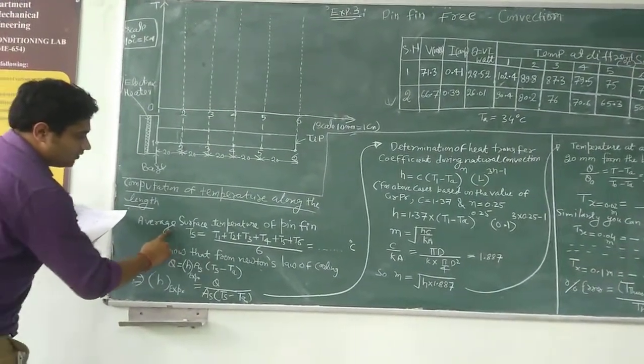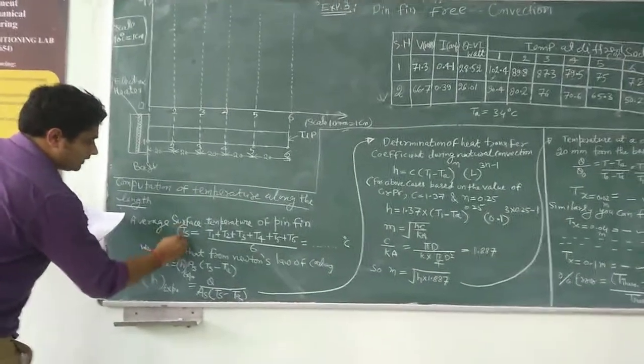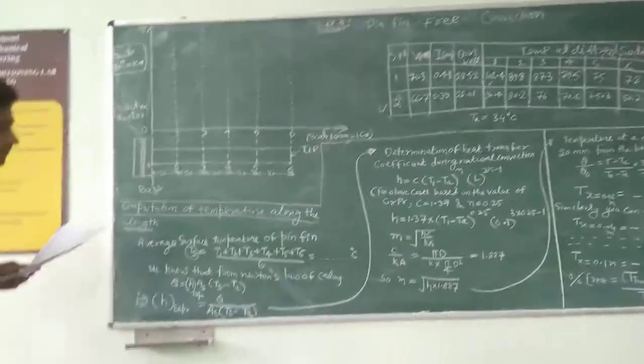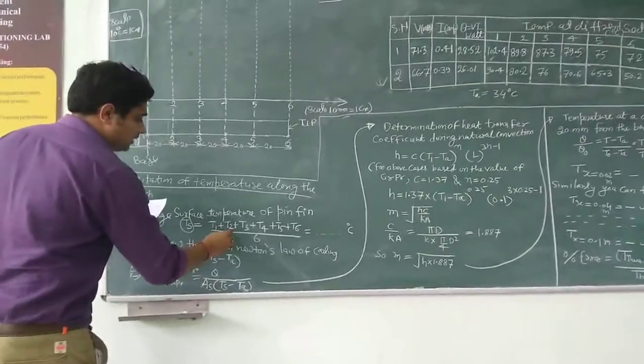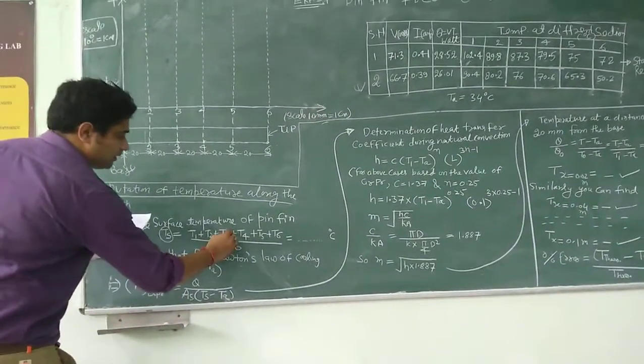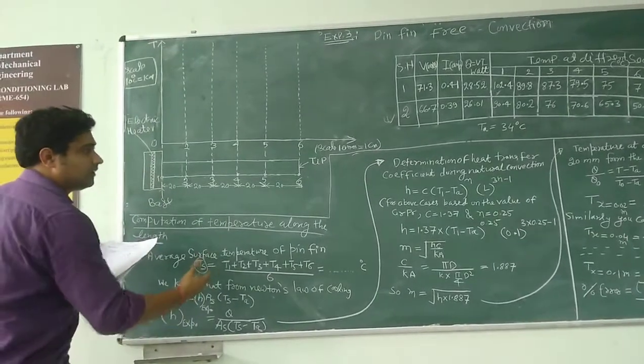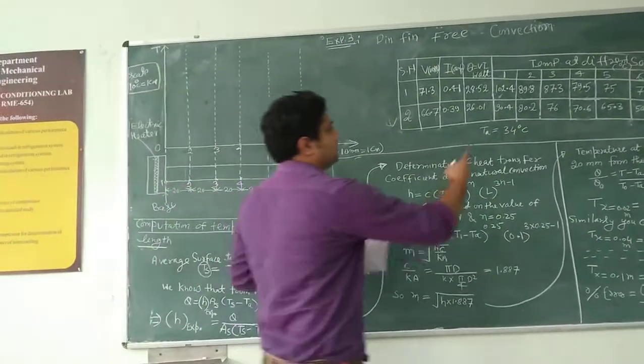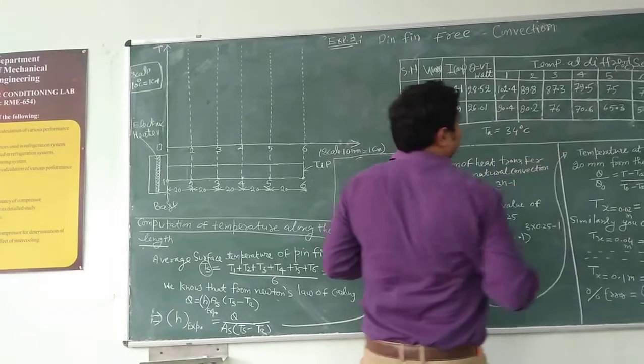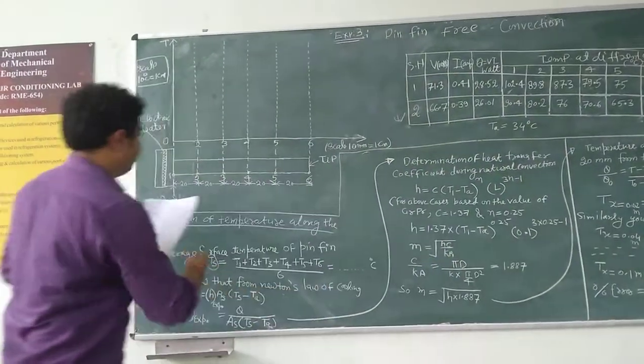First of all, you have to calculate the average surface temperature, which is equal to T1 plus T2 plus T3 plus T4 plus T5 plus T6 upon 6. It is the average of all the temperatures at various locations from the base.